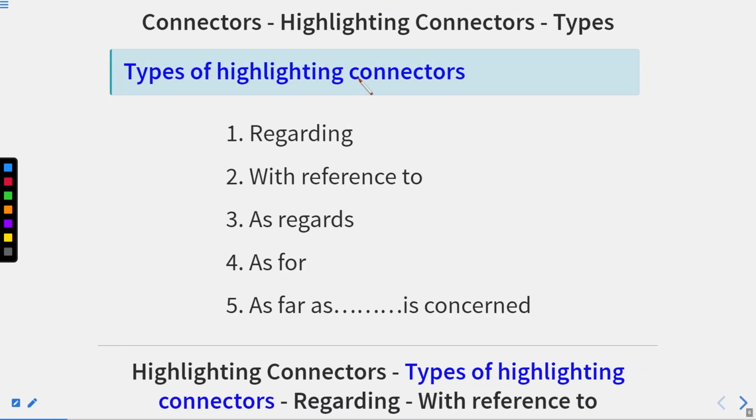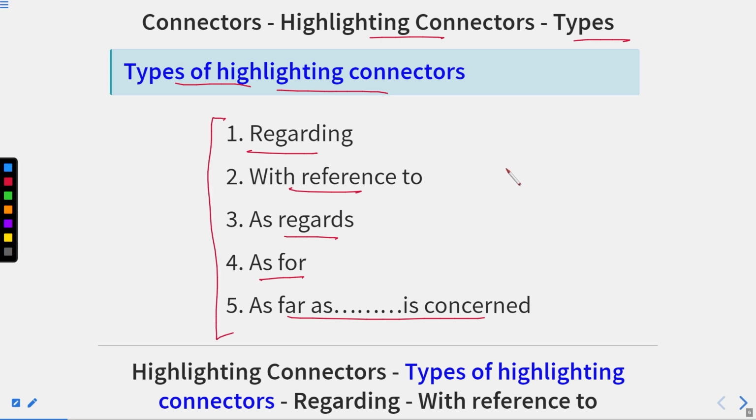Now we have some types of highlighting connectors. So in this part, we are going to discuss highlighting connectors types. It means we are going to discuss types of highlighting connectors. So the types of highlighting connectors are regarding, with reference to, as regards, as for, as far as is concerned. So these 5 are actually the types of highlighting connectors.